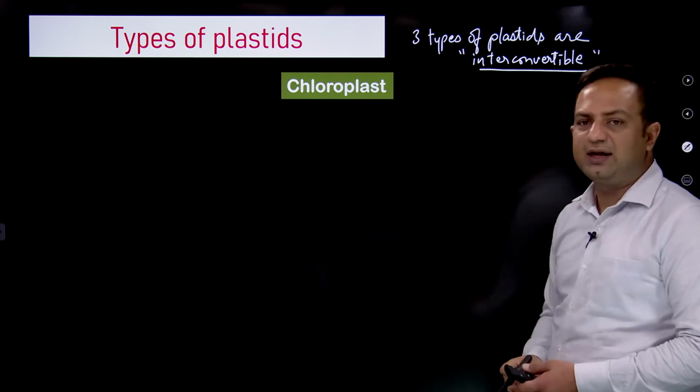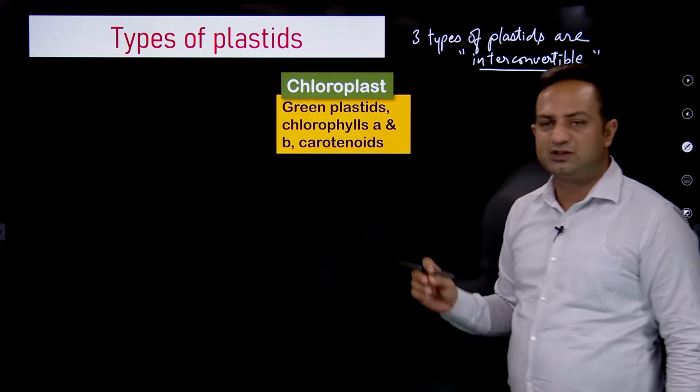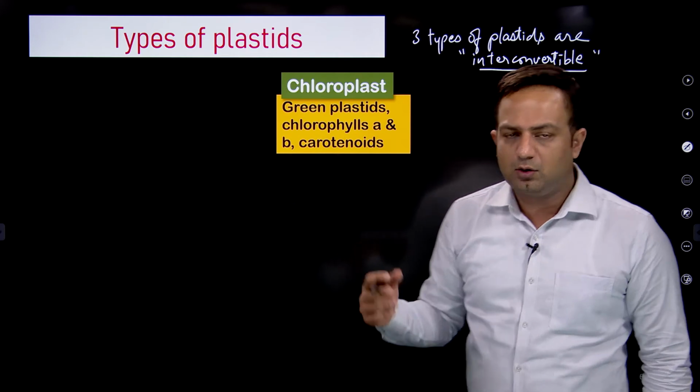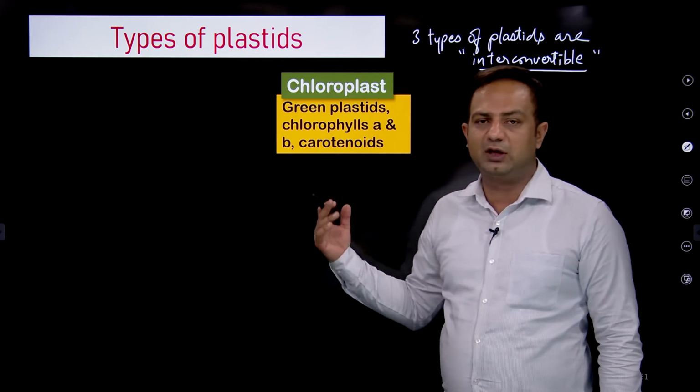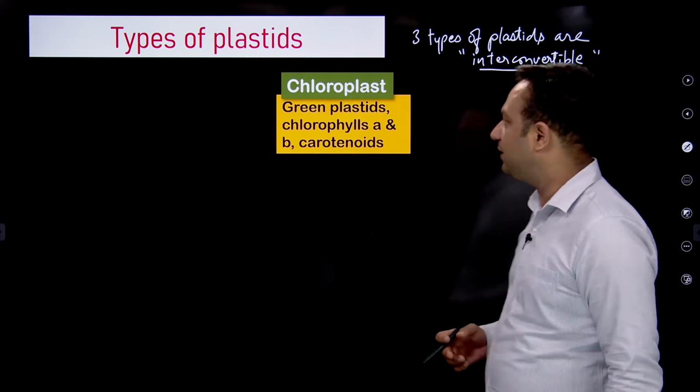The first I have taken is chloroplast. The chloroplast is a green plastid having chlorophyll A and B with carotenoids in them. Chlorophylls provide the green color. Obviously, carotenoids provide something like red, orange. Okay, these types of pigmentation.